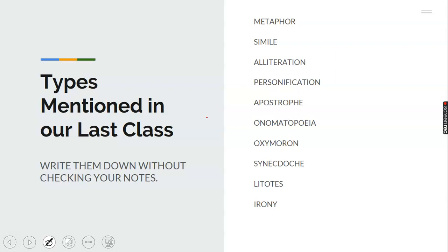Then apostrophe. I said this is where you address something that is not there, as if it is there. When you say, oh death, where is thy power? You are talking as if death is beside you and death is around. That is when you address something that is not there, as if it is there. Then onomatopoeia.